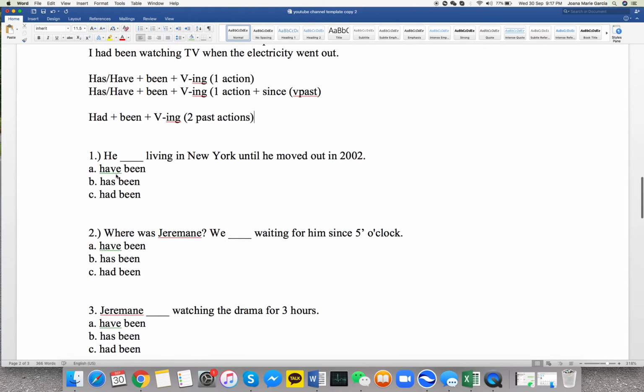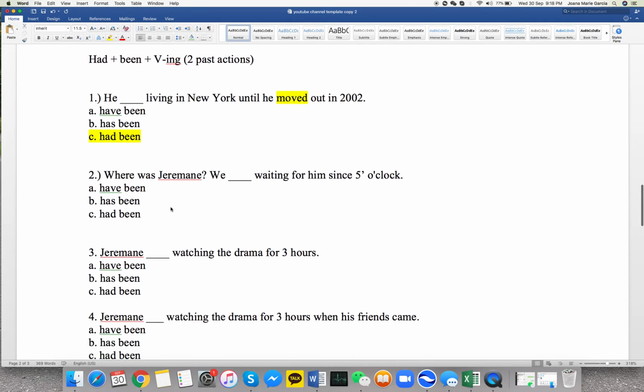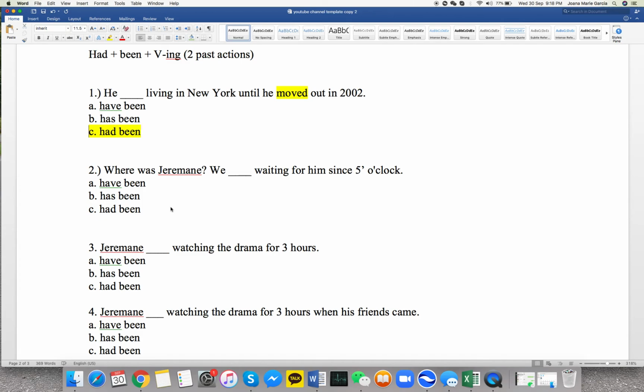Let us check. He blank living in New York until he moved out in 2002. There is actually moved here, okay? And there's no since. So what is the answer? Is it has been or had been? Of course, it is had been, right? Now for the rest, I'm gonna let you answer in the comment box later on, okay?